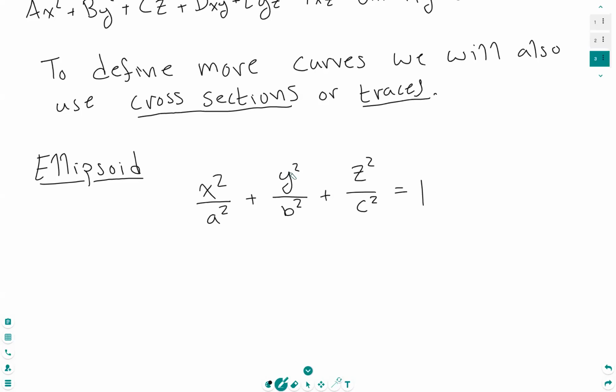Another way to figure out what these things might look like is to take these slices or traces. So think what happens if I let z be 0, basically eliminating z from the equation. Well, the resulting thing in the xy plane is an ellipse. And if you cut any one of these variables out, let's say you let x be 0 or y be 0, you also get an ellipse in the corresponding plane. So if you let y be 0, you get an ellipse in the xz plane. If you let x be 0, there's an ellipse in the yz plane. So all of the traces are ellipses.